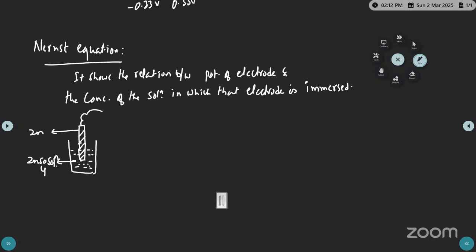To derive the relation between electrode potential and concentration of the solution, finally the mathematical expression is: the electrode potential E is equal to E naught minus 2.303 RT by nF into log of products concentration by reactants concentration. So this is the equation. This is the relation between electrode potential and concentration of the solution.